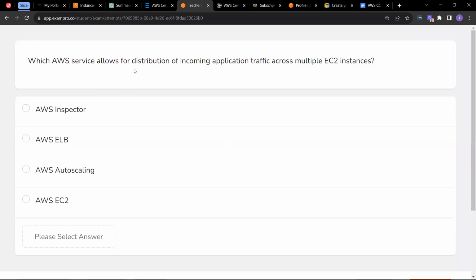Which AWS service allows for distribution of incoming application traffic across multiple EC2 instances? All right, ELB. Jason says ELB, Rosemont says ELB. Sita, yes. Okay, yes, so the answer is ELB, Elastic Load Balancer.